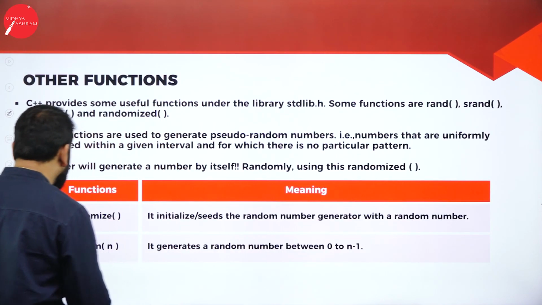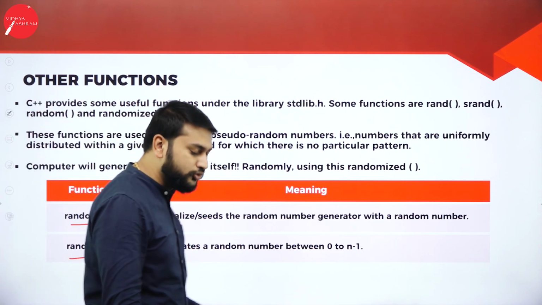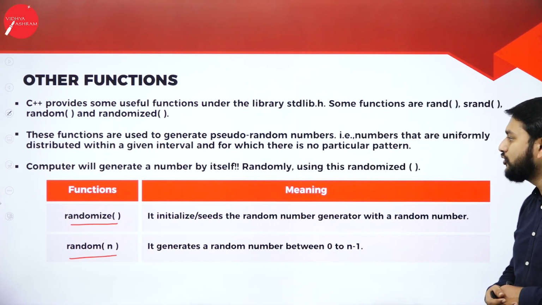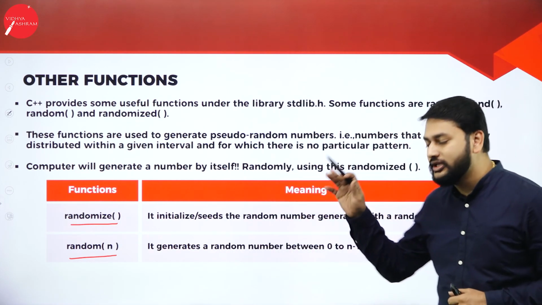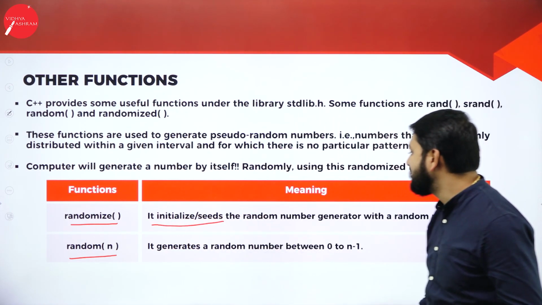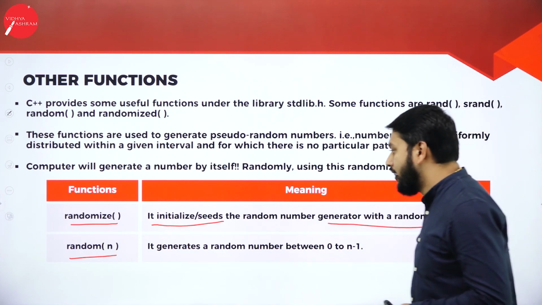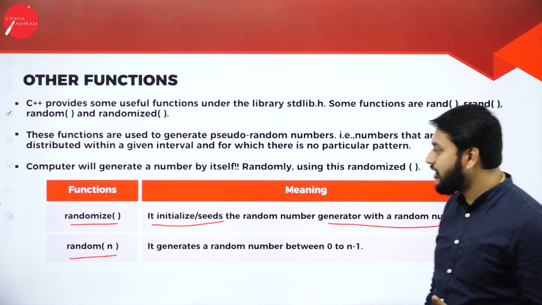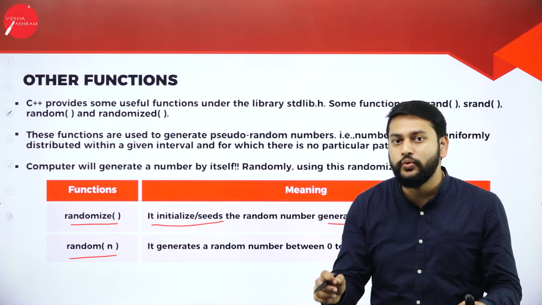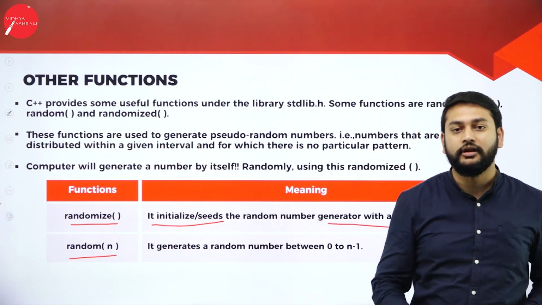Why do I use randomize and why do I use random(n)? That's what you need to understand with respect to other functions. So please understand, it initializes the seed so that random numbers are generated with the help of random number. What is the difference? Why should I use this randomize function? This randomize function will help me to generate the random number.